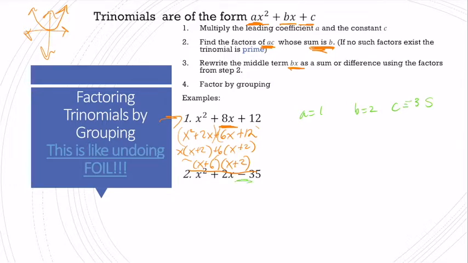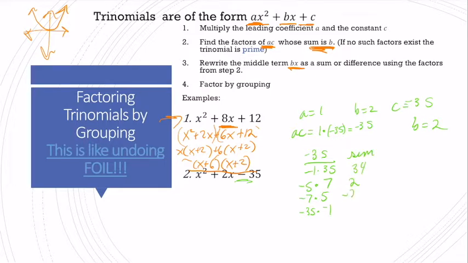That's important. So I need to find the factors of AC, which is 1 times negative 35, that add up to B, which is 2. So negative 35 factors into a negative 1 times 35, a negative 5 times 7, a negative 7 times 5, and a negative 35 times negative 1. And if we take the sum of these, I get 34, 2, negative 2, and that's a positive 1, and negative 34. Well, I wanted my factors of negative 35 to add up to 2, so I'm going to use these 2 right here. So I've got negative 5 and 7.